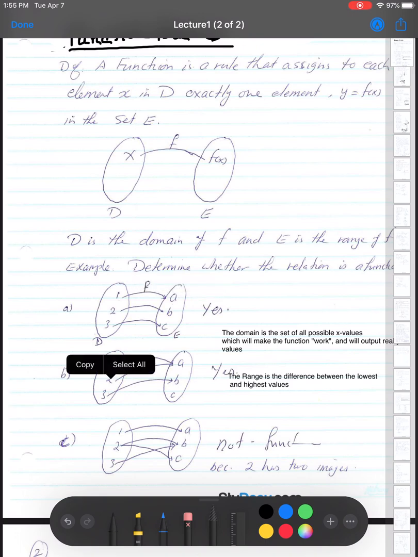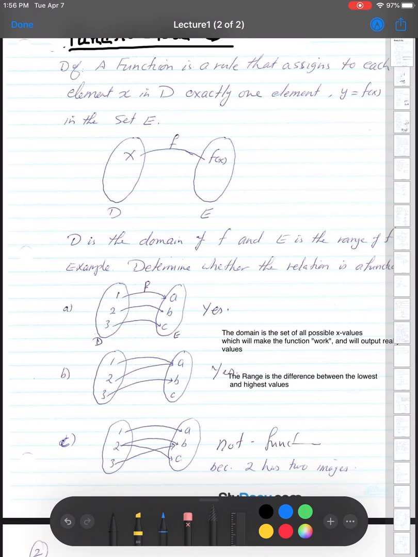The second one, is it a function? We'll check. 1 is equal to a, 2 is equal to a, 3 is equal to b. But still it's a function. Why? For each x there is only one y. Even though for 1 and for 2 you have the same value of y, it is still a function, because each x is only pointing towards one y. So each input has only one output.